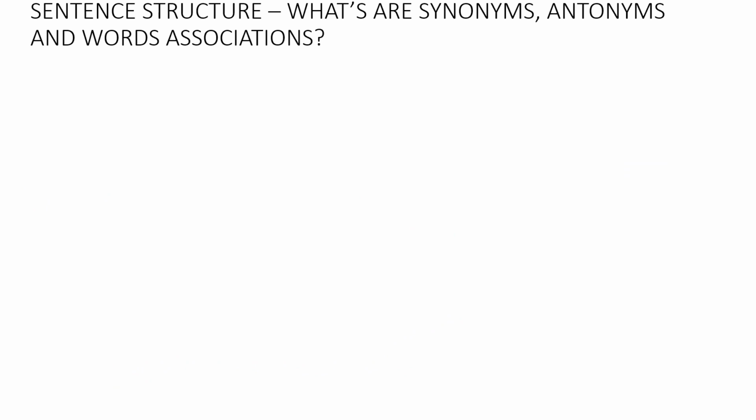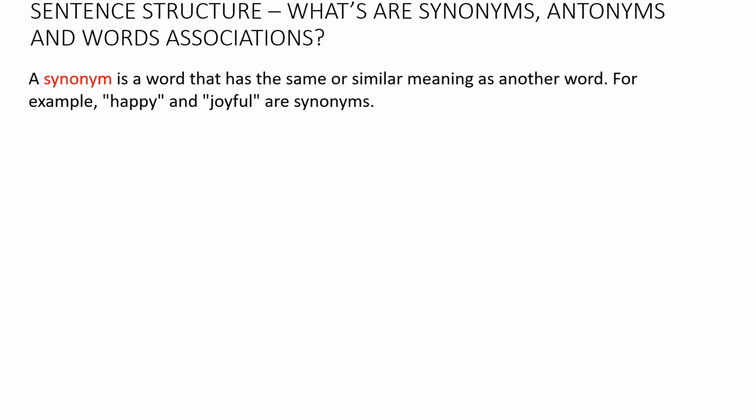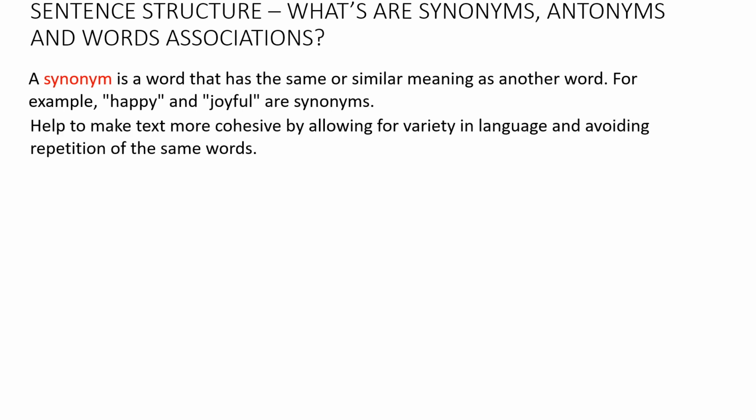Okay, so let's talk about the next main theme that pops up in this rubric, and that is synonyms, antonyms, and word associations. A synonym is a word that has the same or similar meaning as another word. For example, happy and joyful are synonyms, or angry and furious are synonyms. They both have similar meanings to each other. Now, using synonyms can actually help to make the text more cohesive because it provides some variety in language and helps the writer avoid being repetitive in the words that they use, because there's nothing worse than reading something and just hearing the same words over and over again, when you can actually use different words that have a similar or same meaning to indicate the same thing.